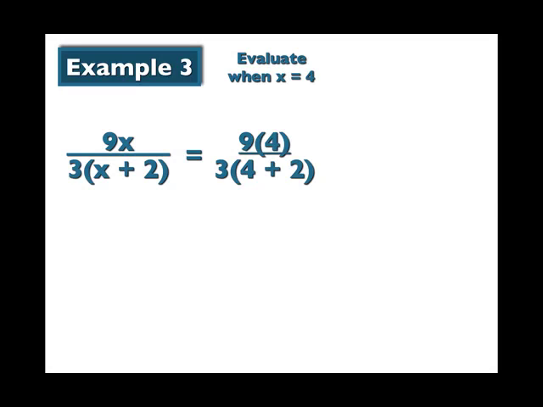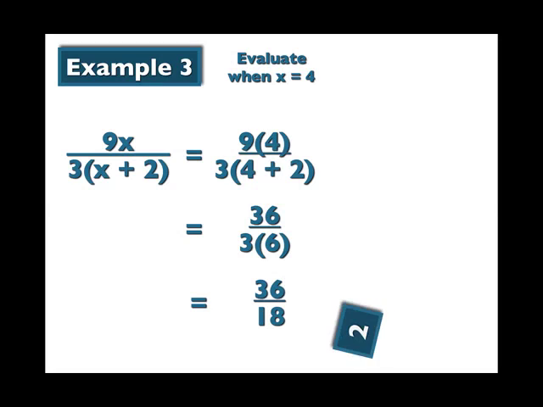Now, to evaluate this, to simplify it, we're going to do what's in the numerator first. 9 times 4 is 36. And then we're going to add what's inside the parentheses on the bottom. 4 plus 2 is 6. The last little thing we've got to do is multiply 3 times 6. That's going to give us 18. And we're left with 36 over 18. Now, if you know your times tables well, 36 divided by 18 is simply 2. So when we simplify, we're left with the number 2.